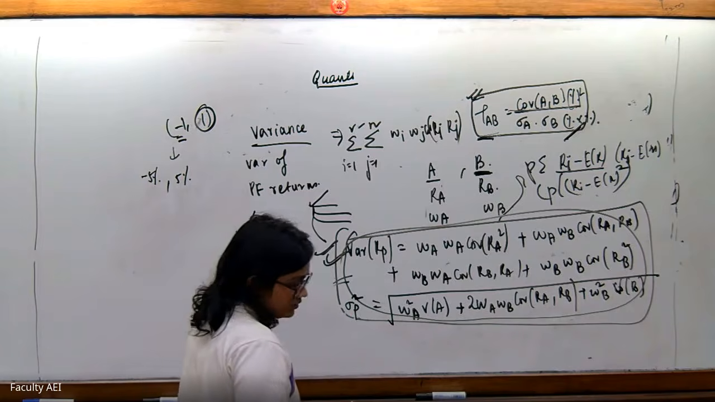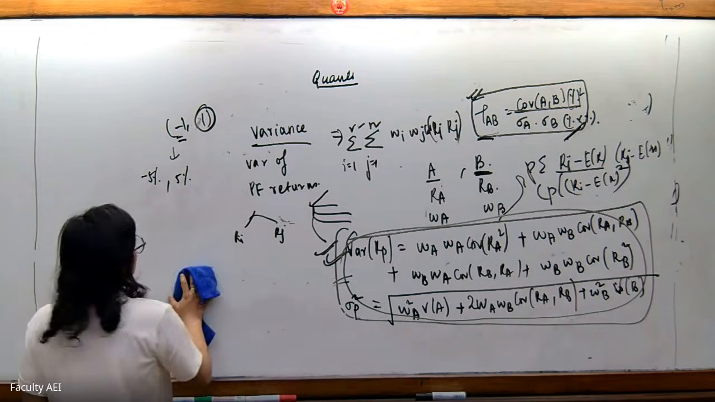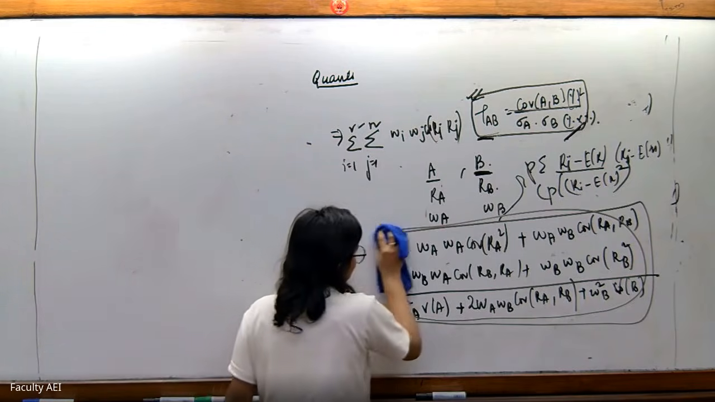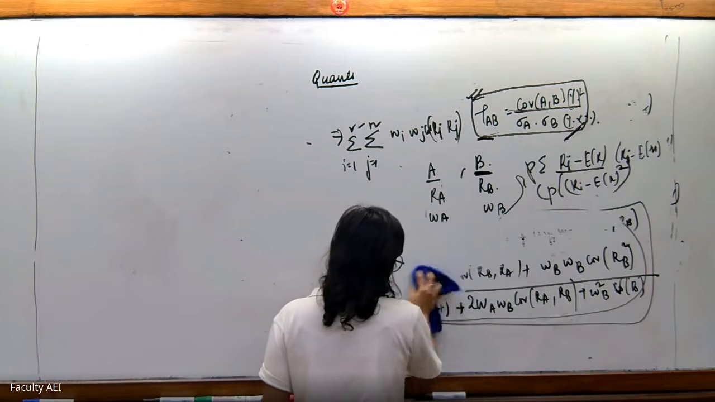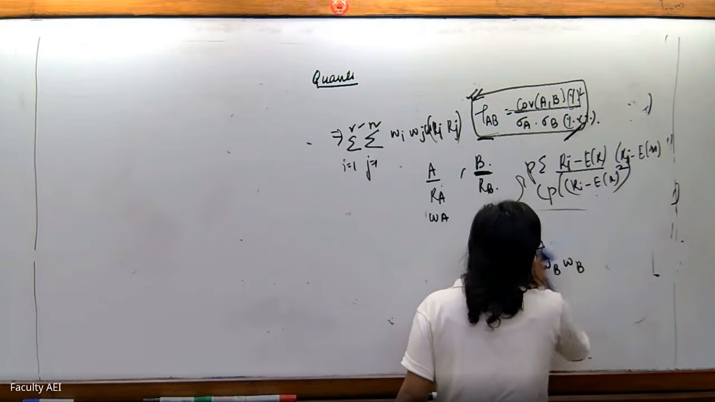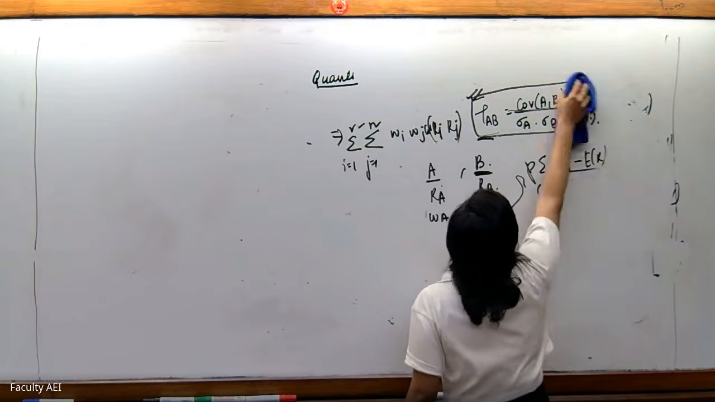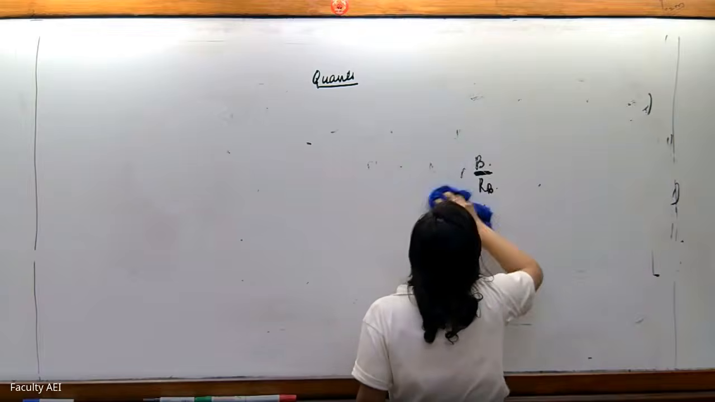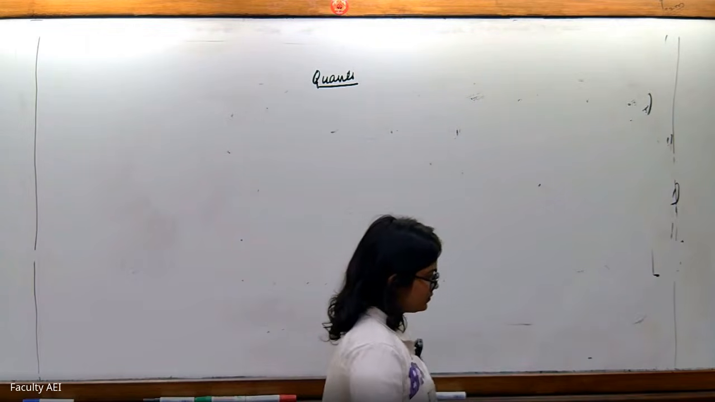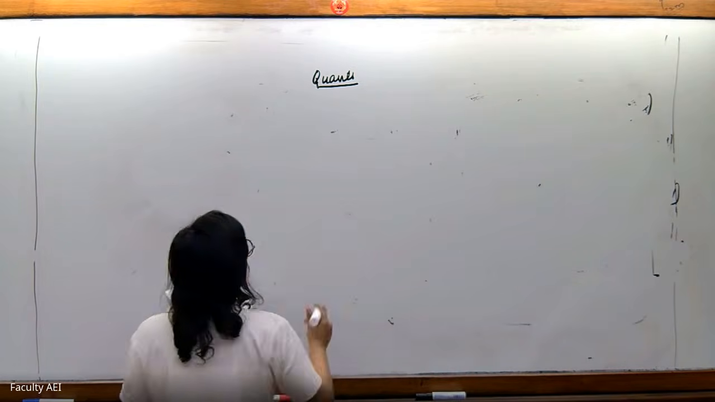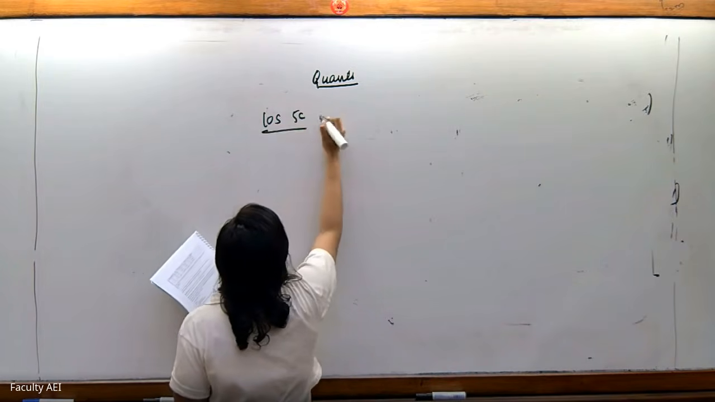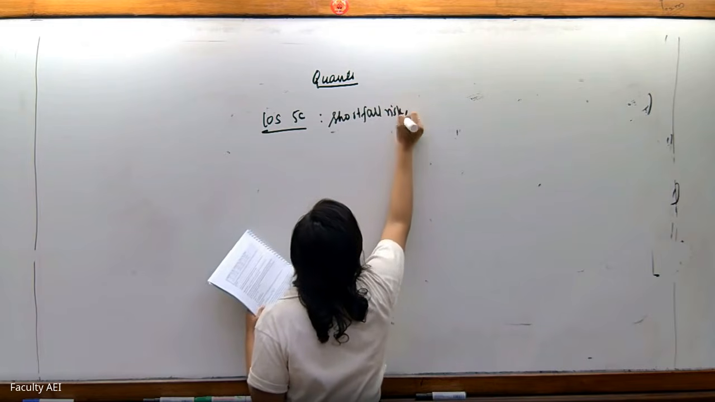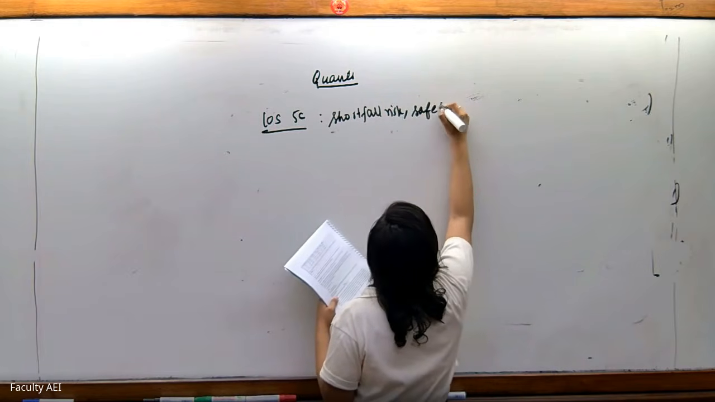Coming to LOS 5C. So LOS 5C is shortfall risk, safety first criterion.